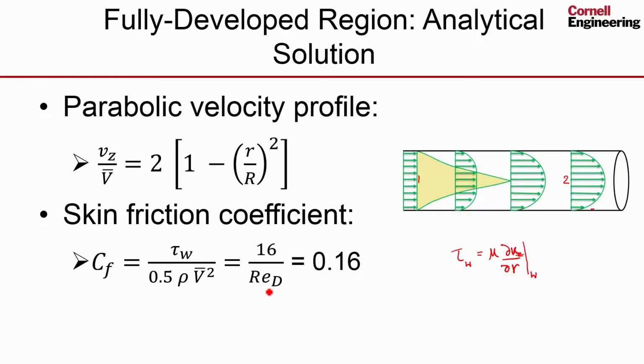And in our case, Reynolds number is 100. So the skin friction coefficient in the fully developed region, we expect to be 0.16. So CF will be equal to 0.16. That's what we expect over here.